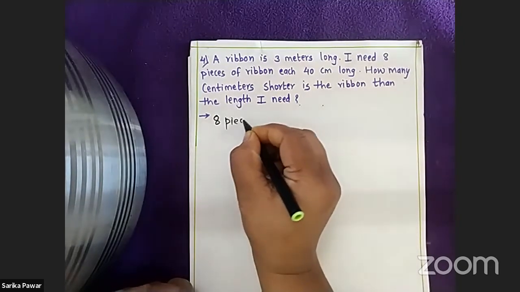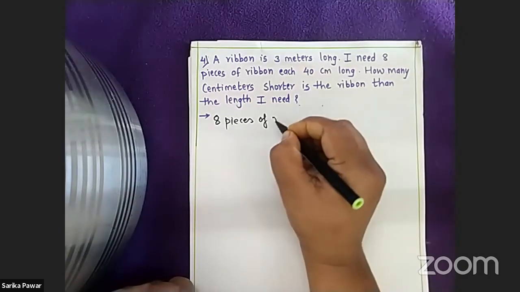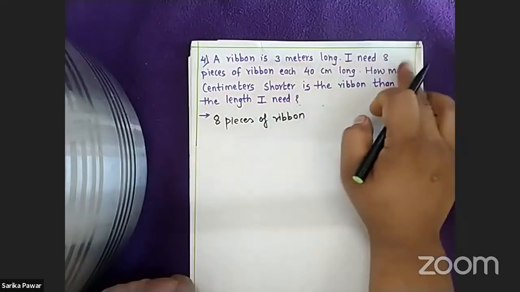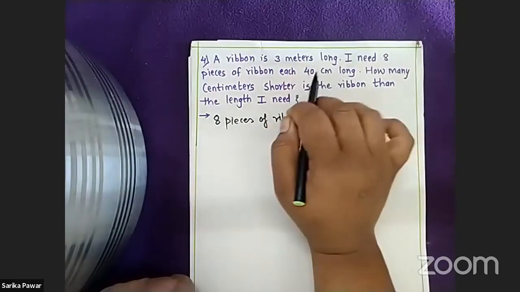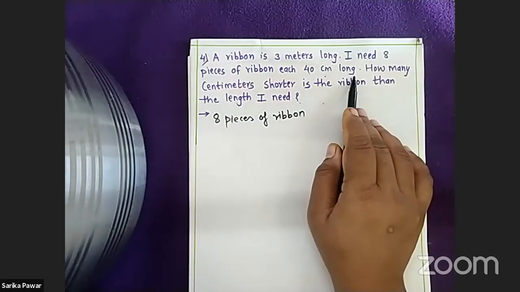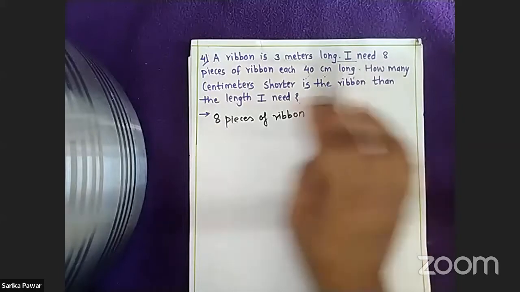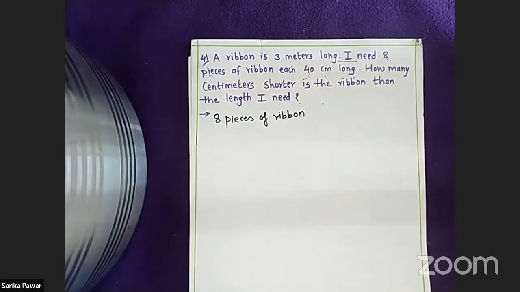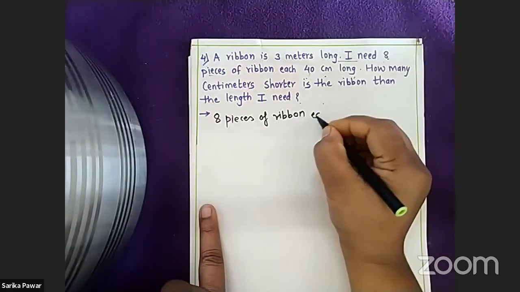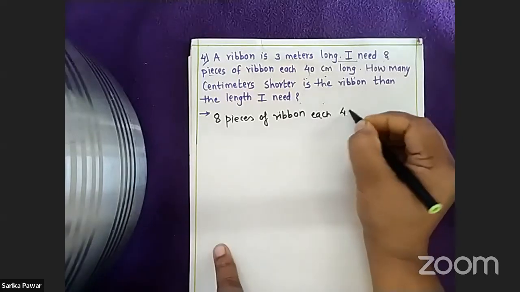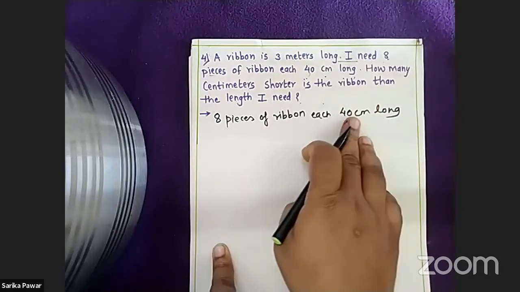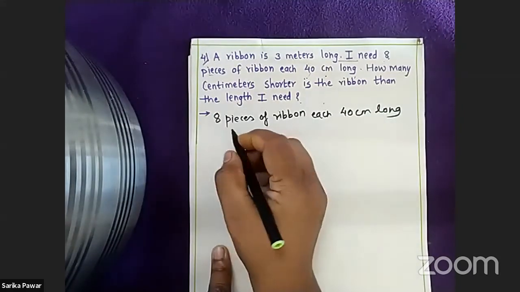Eight pieces of ribbon. A ribbon is 3 meter long. I need 8 pieces of ribbon, each 40 centimeter. Means one ribbon part is 40 centimeter long. Like that way, I need 8 pieces. 8 pieces means we have to multiply it by 8. If one piece is 40 centimeter long, so for 8 pieces we have to find out.